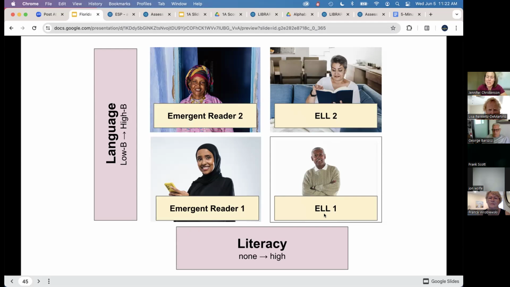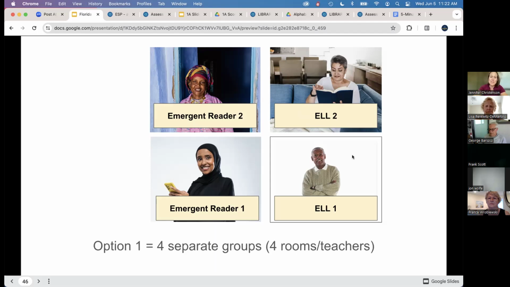ELL stands for English Language Learner. And I've chosen those labels just because these are perhaps the more typical types of students that programs are kind of used to serving and big publishers are used to writing curriculum for. There's an assumption made that students have some literacy in their home language when they arrive at an English program.